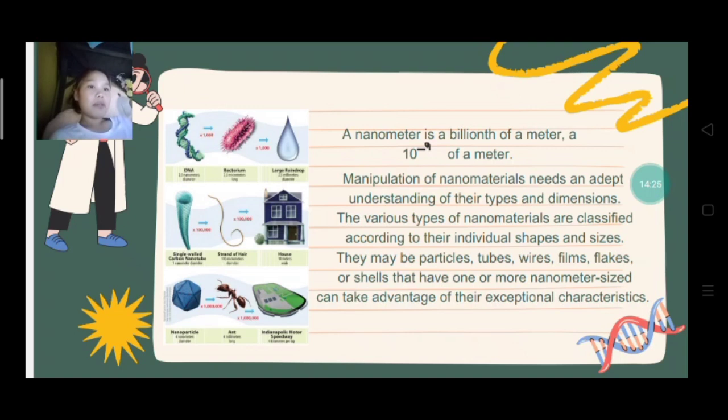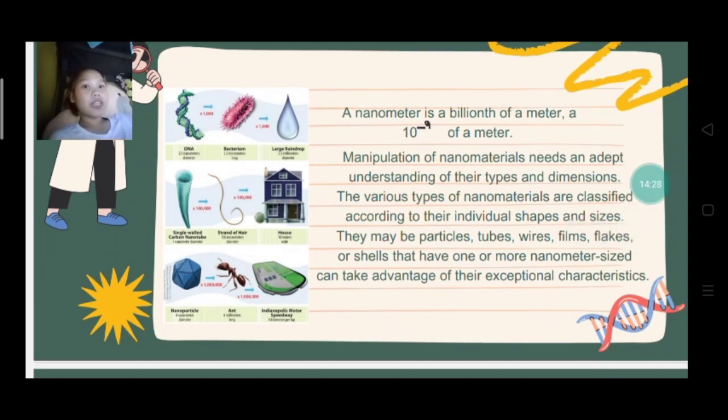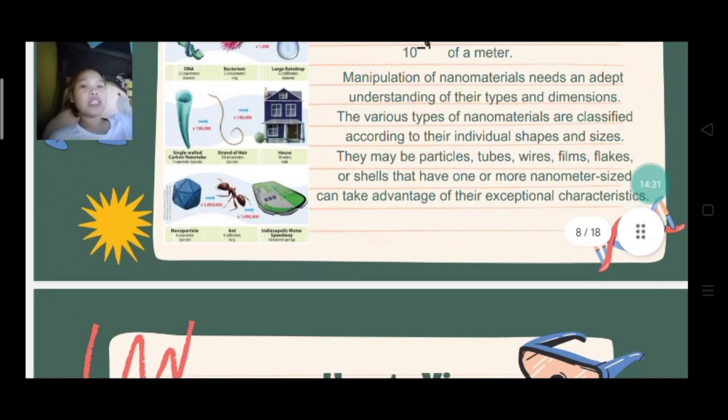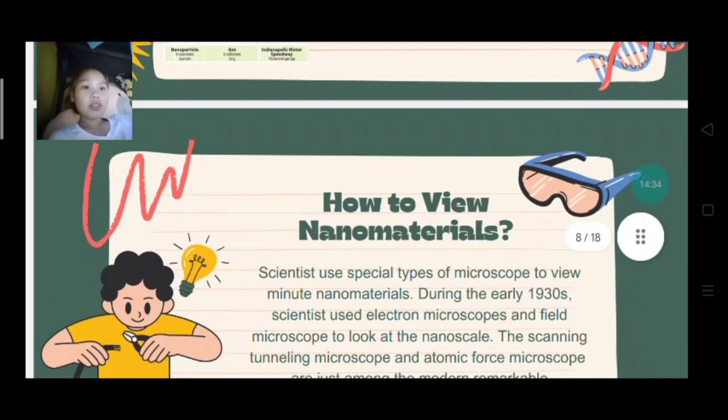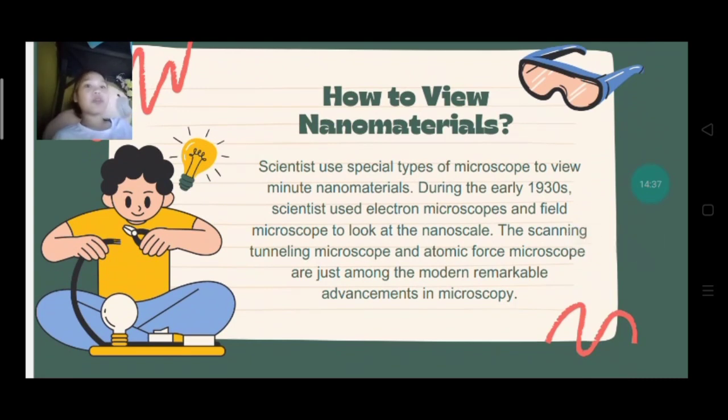So, how? By the use of the nanomaterials. How to view the nanomaterials? Scientists use special types of microscope to view minute nanomaterials. During the early 1930s, scientists used electron microscopes and field microscopes to look at the nanoscale. The scanning tunneling microscope and atomic force microscope are just among the modern remarkable advancements in microscopy.